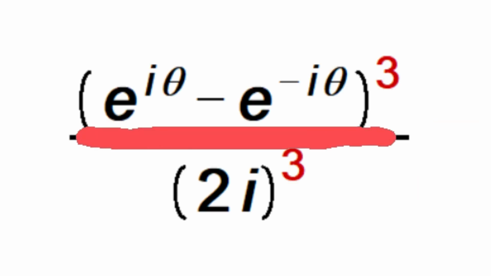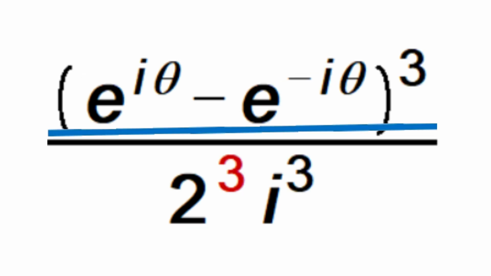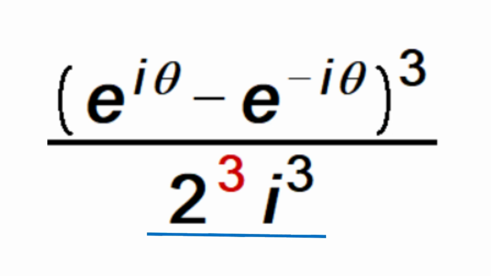On the right, we distribute the 3 to the top and bottom to get e to the i theta minus e to the negative i theta quantity cubed. In the denominator, we have 2i quantity cubed. On the bottom, we distribute the 3 to get e to the i theta minus e to the negative i theta quantity cubed over 2 cubed times i cubed.